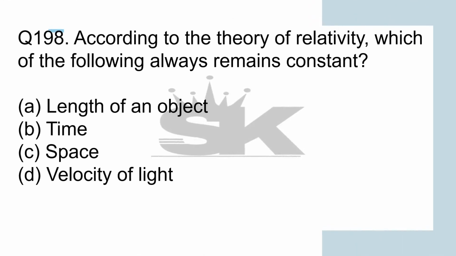According to the theory of relativity, which of the following always remains constant? The speed of light is constant. According to special relativity, the speed of electromagnetic radiation is constant in a vacuum and remains constant regardless of where it is being observed. However, everything else, for instance time and length, undergoes change instead. So here the velocity of light remains constant.